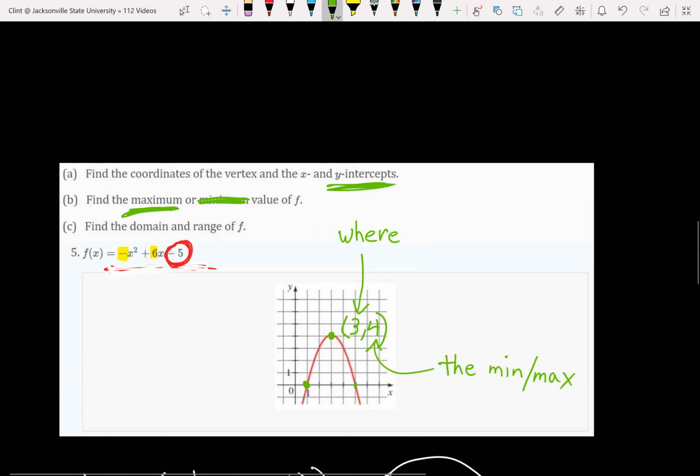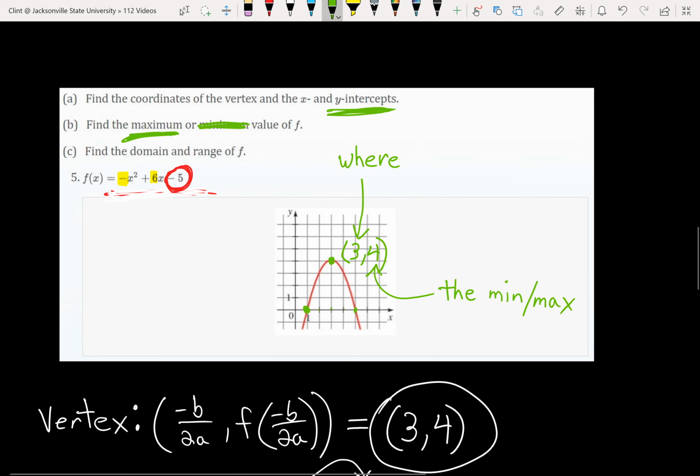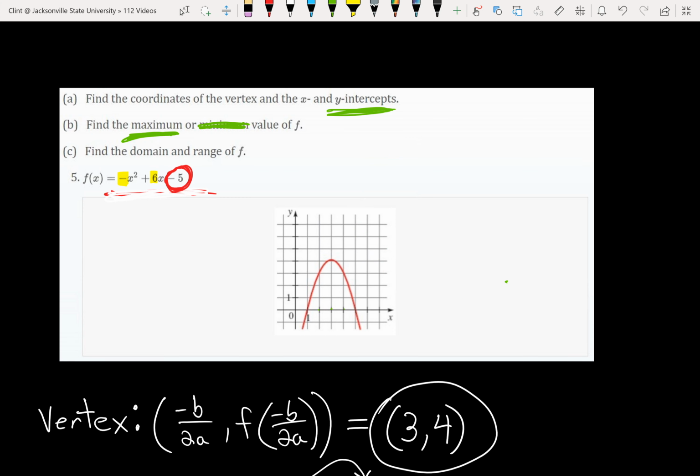Okay, and then one more thing here. Sorry, it says find the domain and range of f. Okay, so for all of these, hear me, because this is good news. For all of these quadratic functions, the domain is going to be negative infinity to positive infinity. Every time you have a quadratic function, that's the domain. The only thing we have to think about is the range.